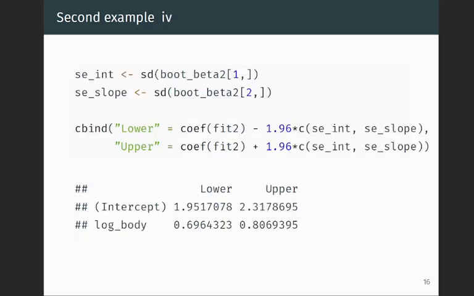And we can construct confidence intervals just like we did before. We're computing first the standard errors. And next, we can compute the confidence intervals, the lower bounds and the upper bounds. And this is what we get. So the confidence interval for the intercept goes from 1.95 to 2.32. And the confidence interval for log body goes from 0.69 to 0.81. Or 0.70 to 0.81.